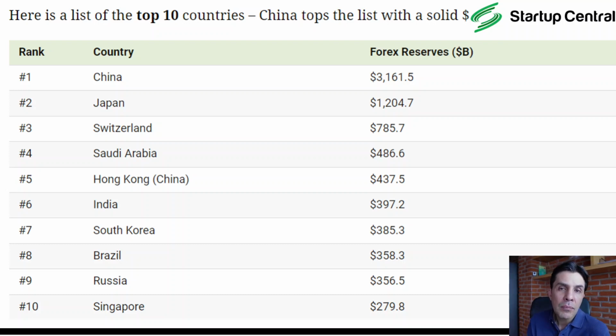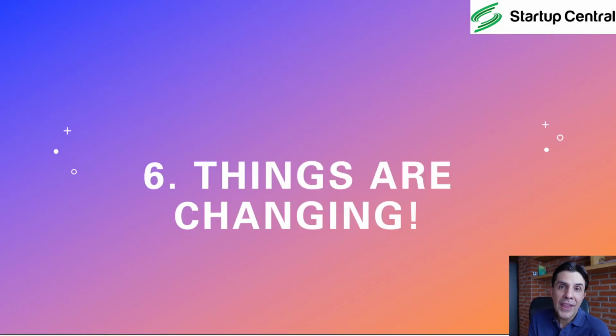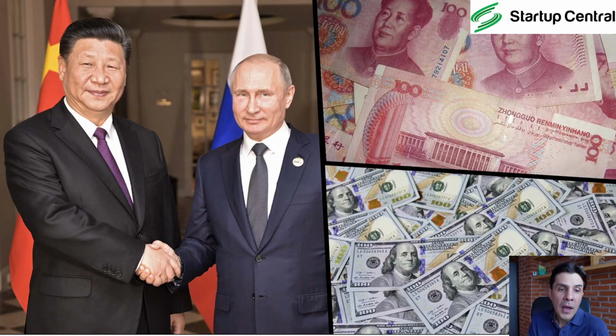So, can this happen? Let's explore. Things are changing around the world. First thing we need to know, in the past couple of weeks, China and Russia signed an agreement whereby they would trade exclusively using yuan. So this is a big step for China.